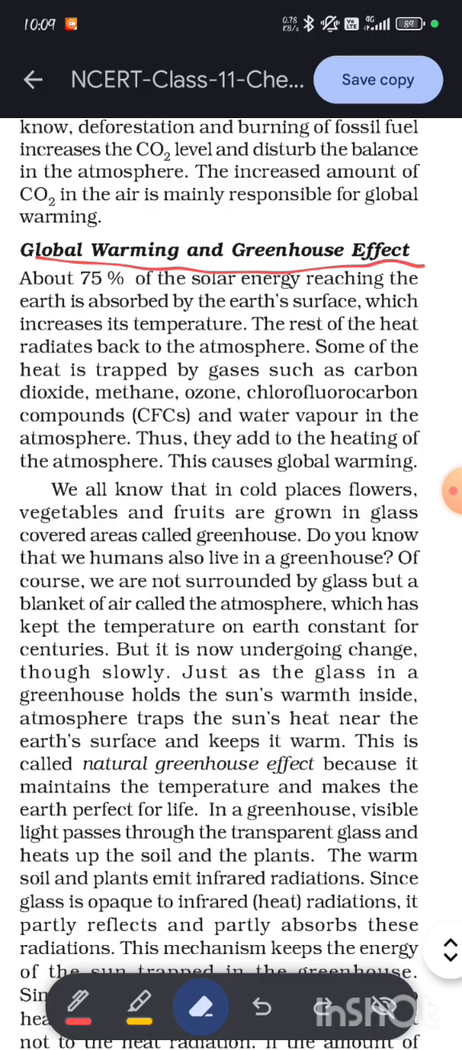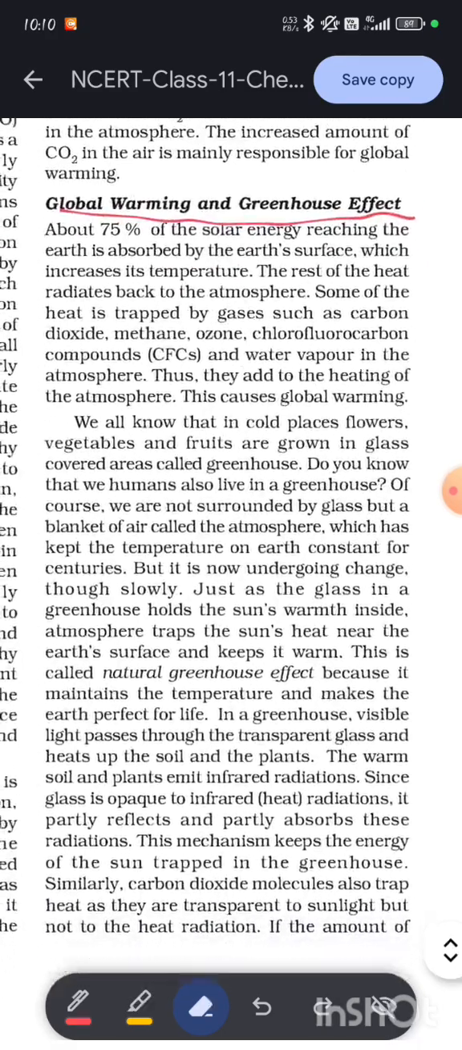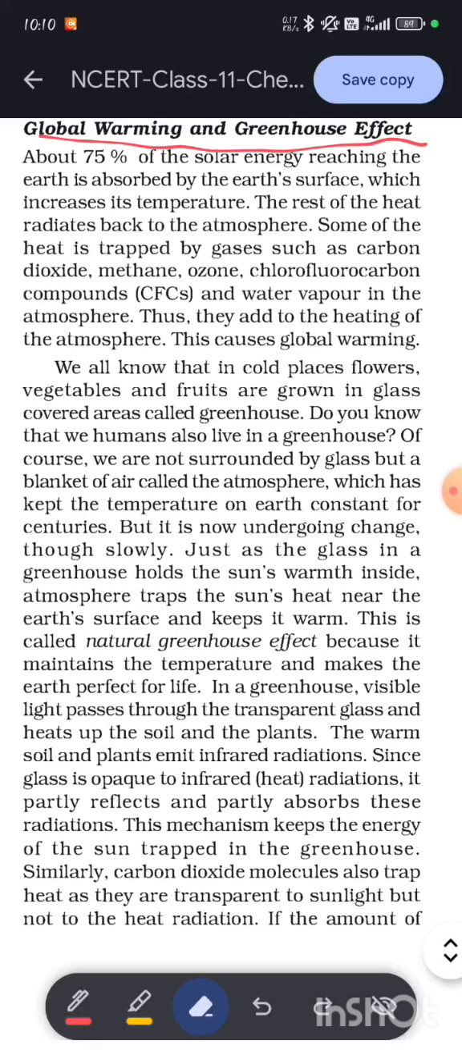In a greenhouse, visible light passes through the transparent glass and heats up the soil and the plants. The warm soil and plants emit infrared radiation, and since glass is opaque to infrared heat radiation, it partially reflects and partially absorbs these radiations. This mechanism keeps the energy of the sun trapped in the greenhouse. Similarly, carbon dioxide molecules also trap heat as they are transparent to sunlight but not to the heat radiation.